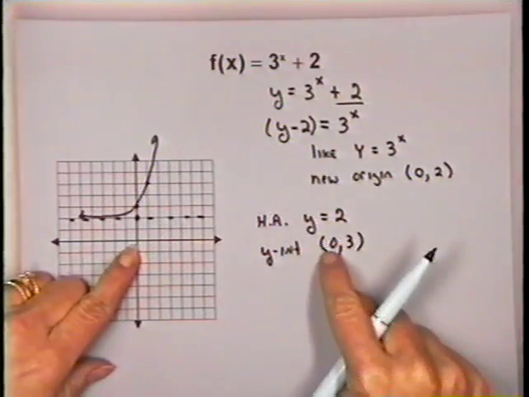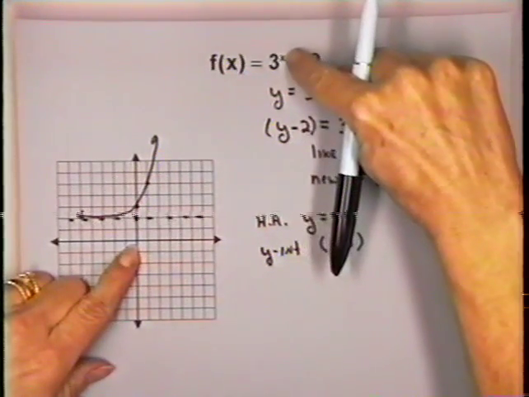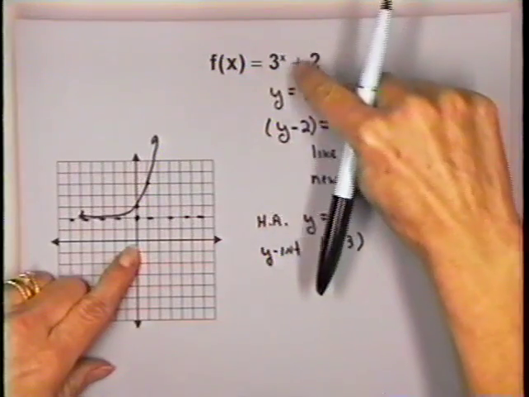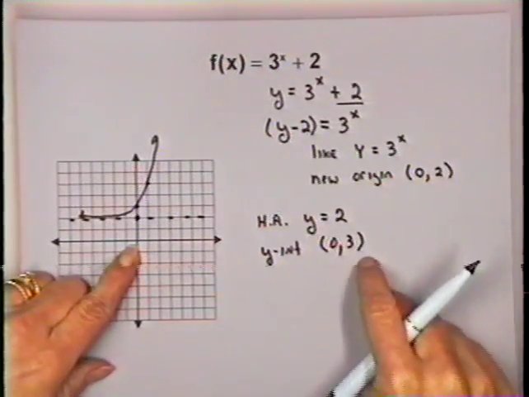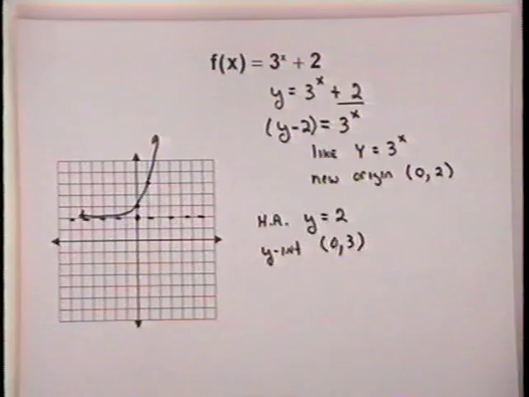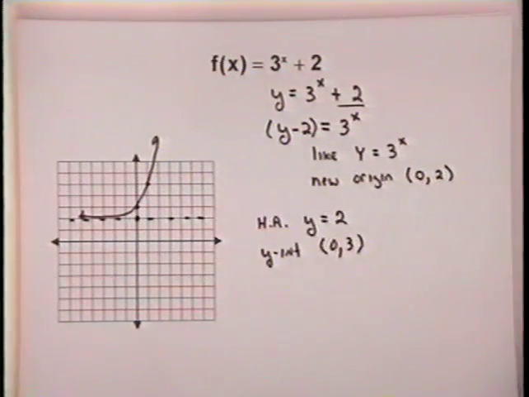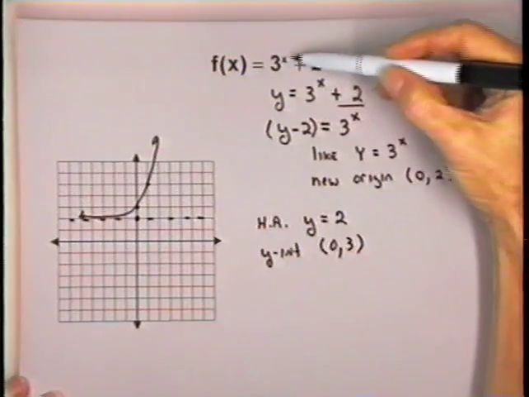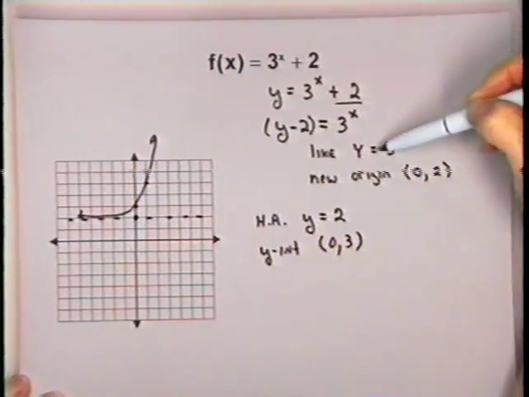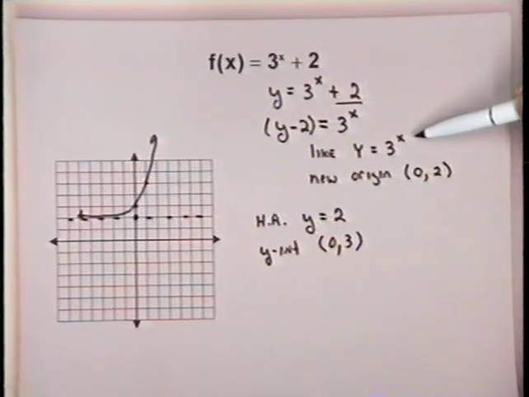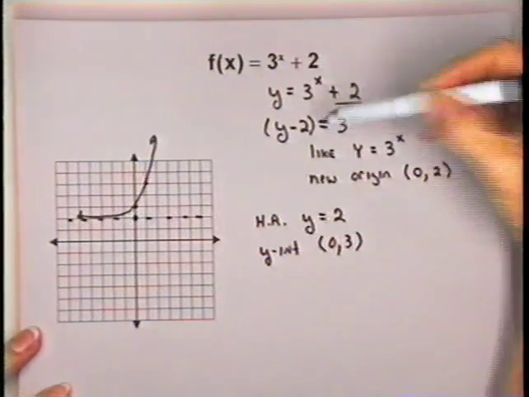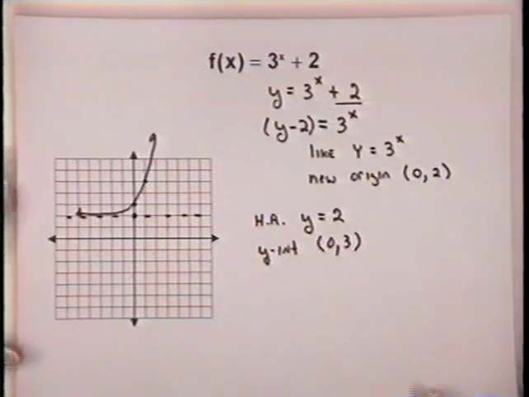Notice again, if I choose x to be 0 in my original equation, 3 to the 0 is 1, plus 2 gives me 3, doesn't it? So that is the correct point. And of course I have no x-intercepts because my graph is not going to cross that x-axis. So again, we're trying to get these graphs with as little work as possible, which means we're trying to recognize that this is simply like y equals 3 to the x, which we know what that looks like, but we've been shifted to a new location.